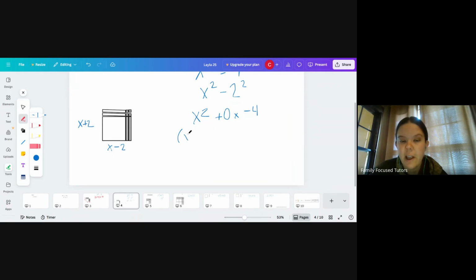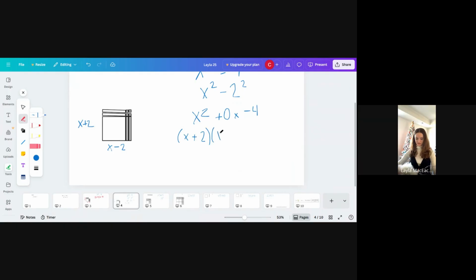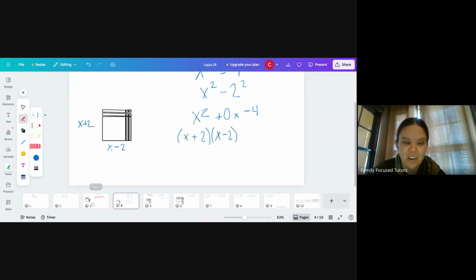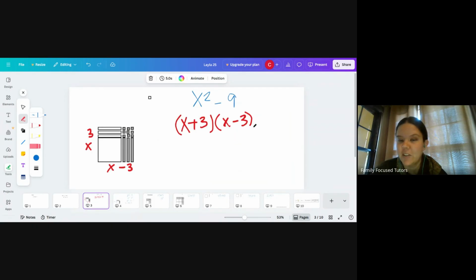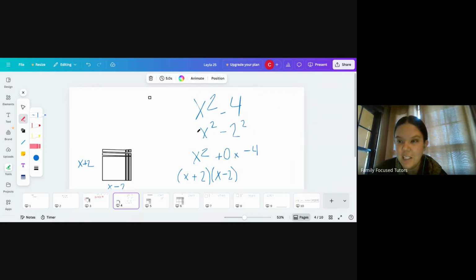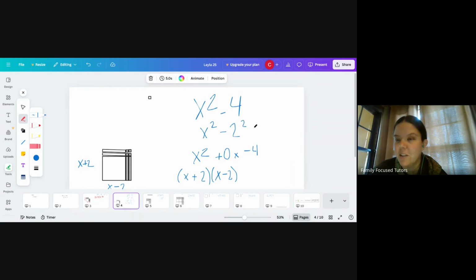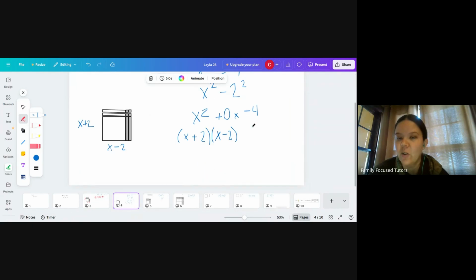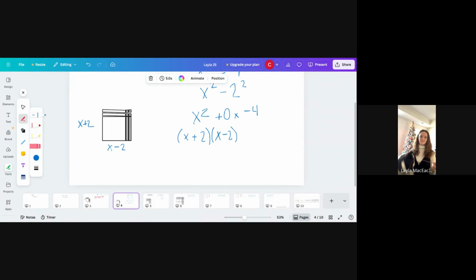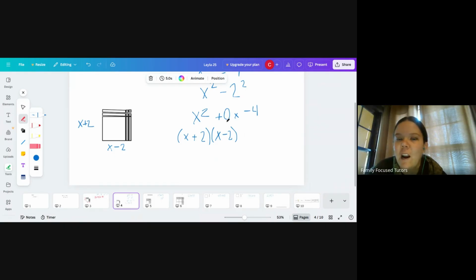Have you looked at the pattern? Have you identified it yet? So on this one, we have x plus 3, x minus 3, and we can rewrite this as x squared minus 3 squared. On this one, we have x plus 2, x minus 2, and when we rewrite it, it's x squared minus 2 squared. So what do you think? What's the pattern? Is this like half of the AC method? No, you could do the whole AC method and it would work.